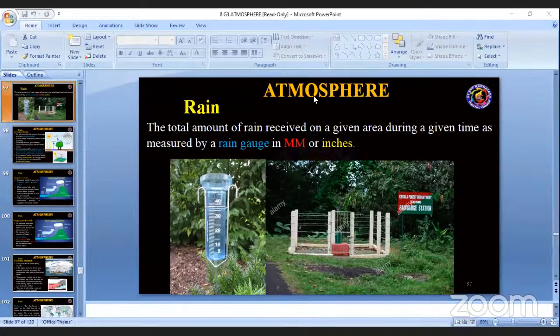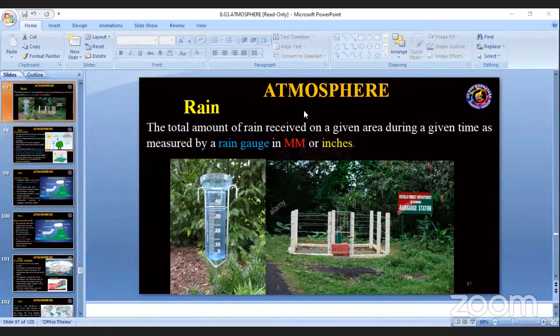Dear students, in the last class, we discussed humidity. What do you mean by humidity? Can anyone tell me what you mean by humidity? Humidity is the amount of water vapor or moisture present in the air. It is the water vapor which is present in the air.